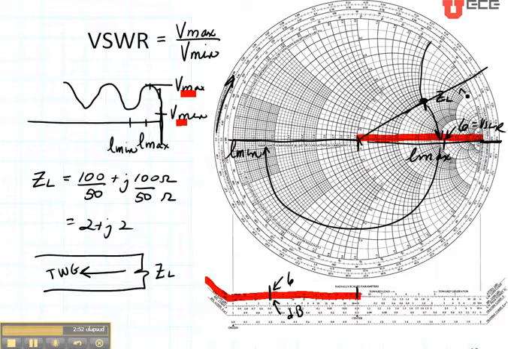If we want to know this distance, let's call it D. It's actually L max. This distance L max is going to be this value, which is 0.25, I'm reading on my outside towards the generator axis, minus this value right there, which is 0.21. So my L max is at about 0.04 wavelengths.